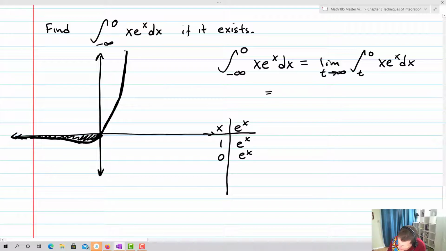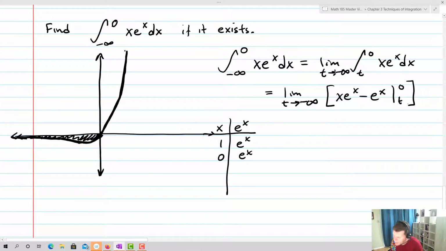So this is going to end up equaling the limit as t goes to negative infinity of x e to the x minus e to the x, evaluated from t to 0. Now we have to be really careful here. Make sure that our t's and our zeros are in the right places, because otherwise we're going to end up having a switch of sign.